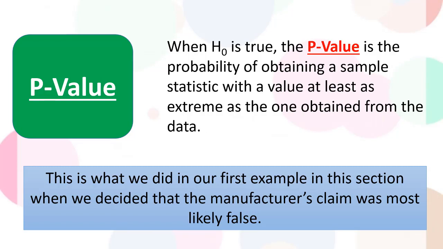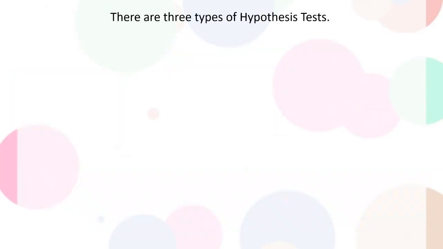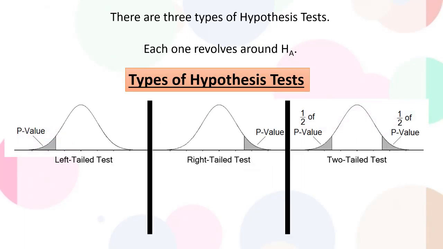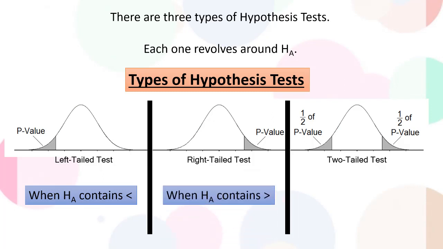There's actually 3 types of hypothesis tests when it comes down to it, and each one is determined by HA, the alternative hypothesis. So the 3 tests are left-tailed tests, right-tailed tests, and two-tailed tests. And HA decides which type of test we're going to use. When it's a left-tailed test, that happens when HA has a less than symbol. A right-tailed test has HA with a greater than symbol, and a two-tailed test has HA with a not equal to sign.